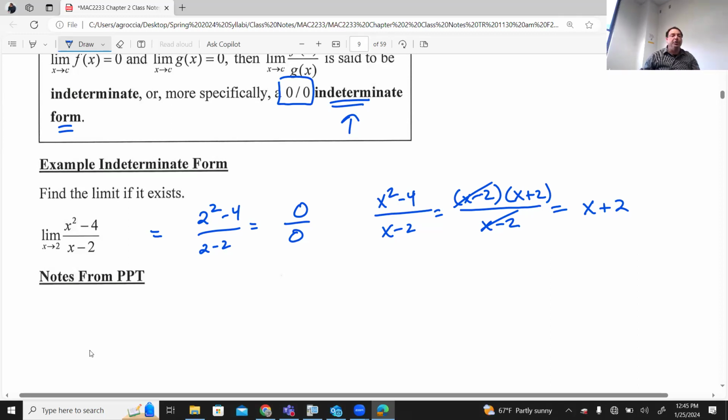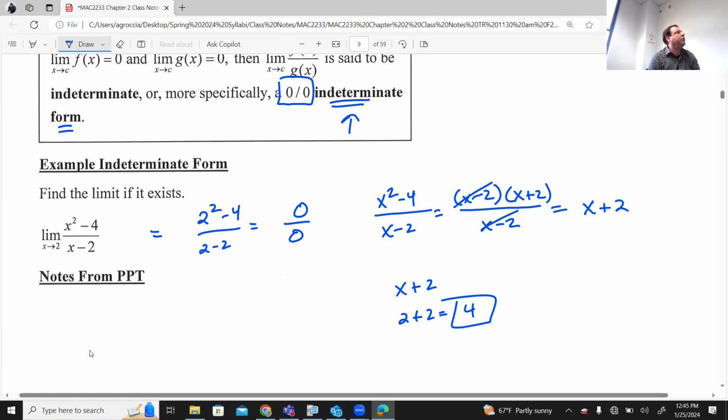Then plug in the 2, now that it's simplified. 2 plus 2 gives you 4. Okay, so 4 would be your answer.